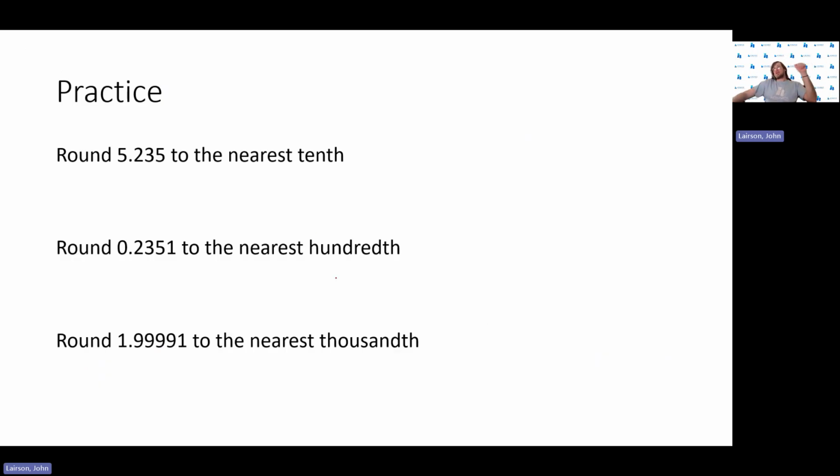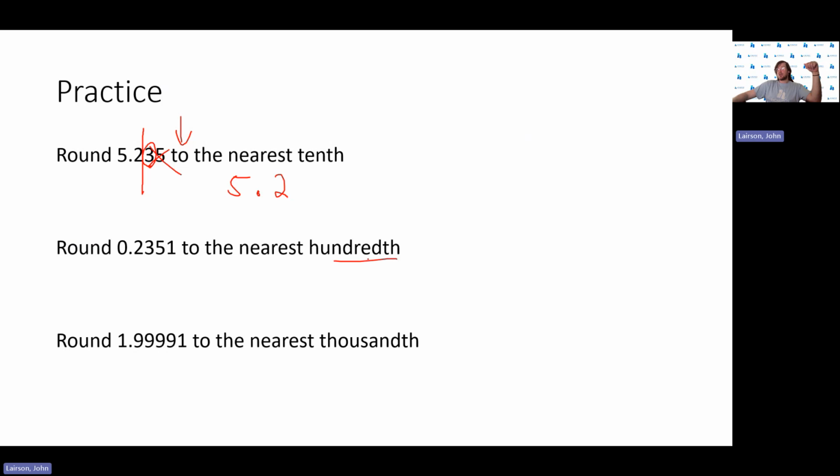Okay, practice. Round 5.235 to the 10th. So the 2 is in the 10th place here, right? That's the 1 decimal digit over, the tenth. 3 is what I'm looking at. Tell me if I'm rounding up or down. 3 is 4 and under, so I'm rounding down. And when I round down, I don't do anything. 5.2, and I drop everything still below. So 5.2.